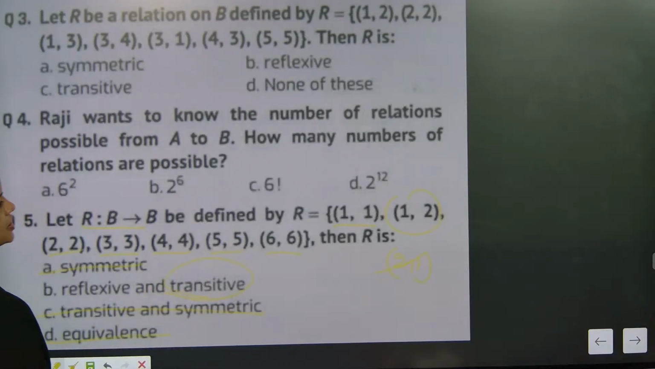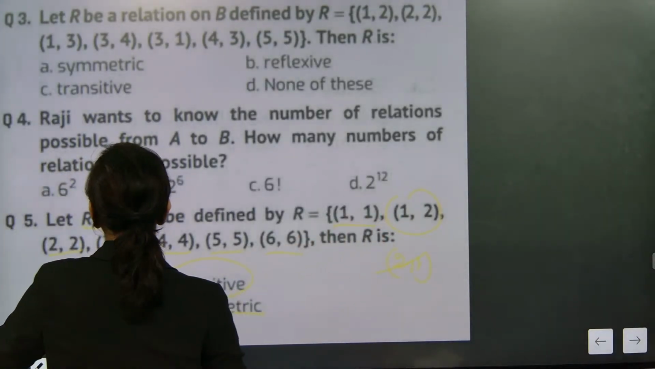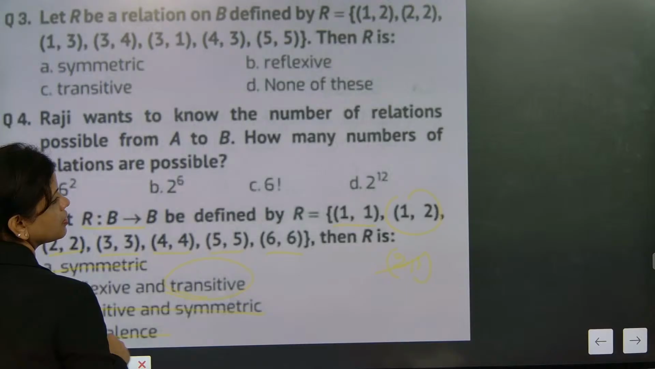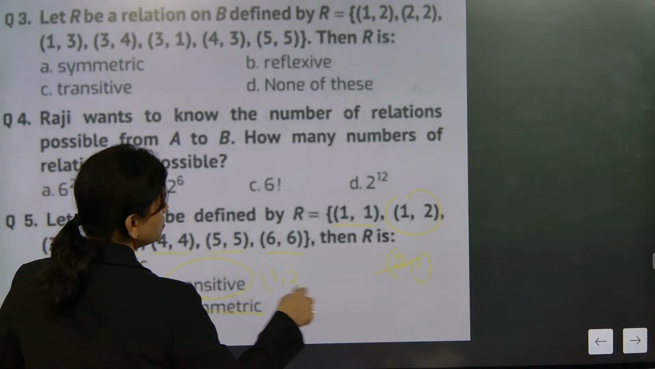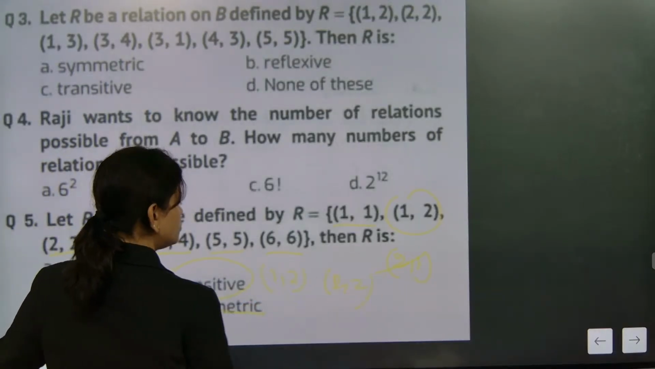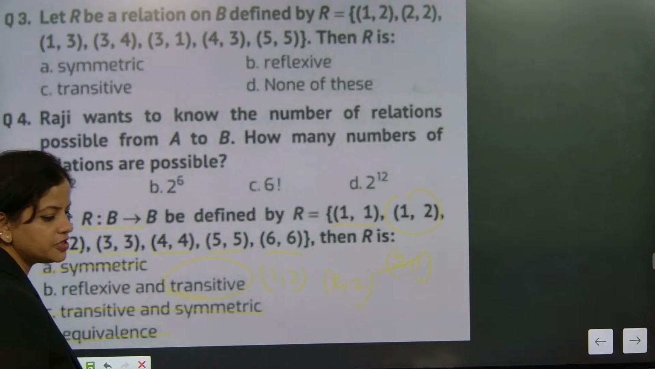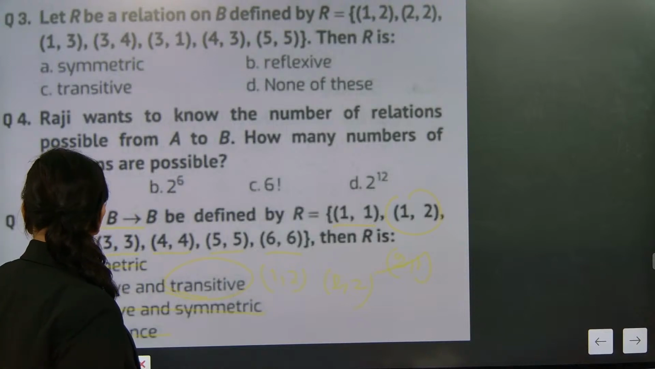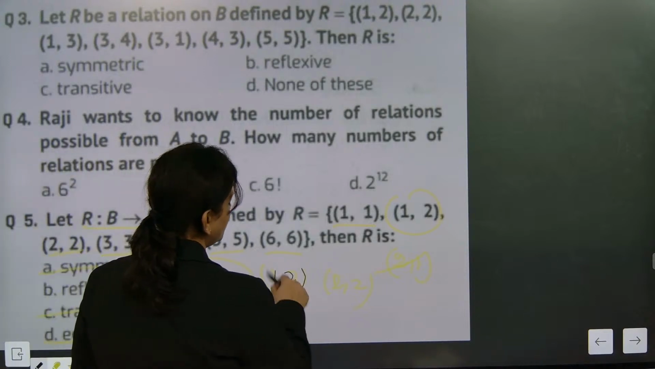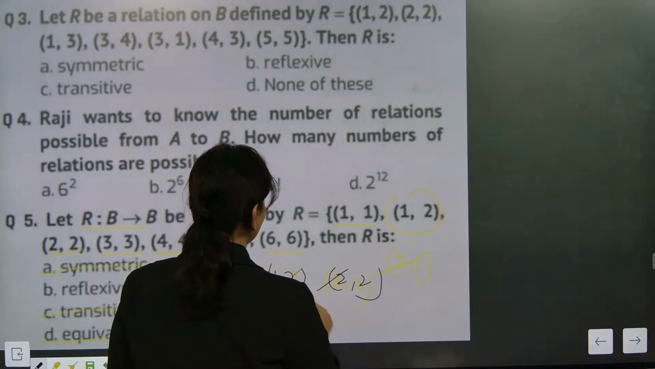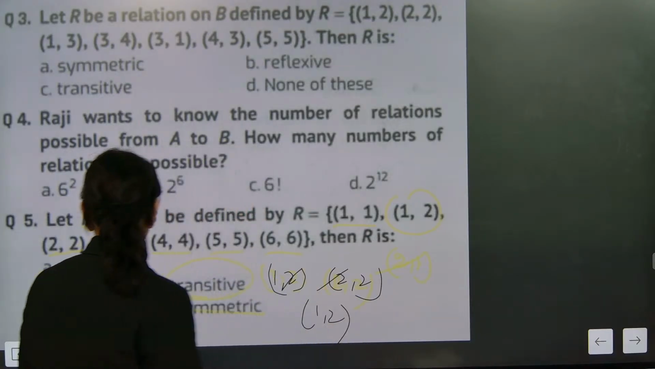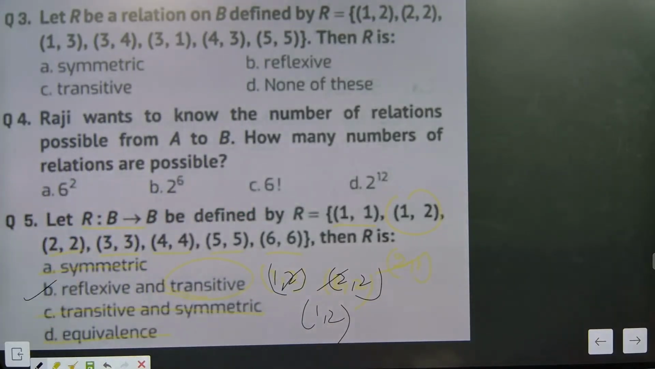Okay, let's check whether it is transitive or not. (1,2) is there, (2,2) is there. So after cancelling, (1,2) is again coming, and it is there. So it is going to be transitive. So option B is the correct answer.